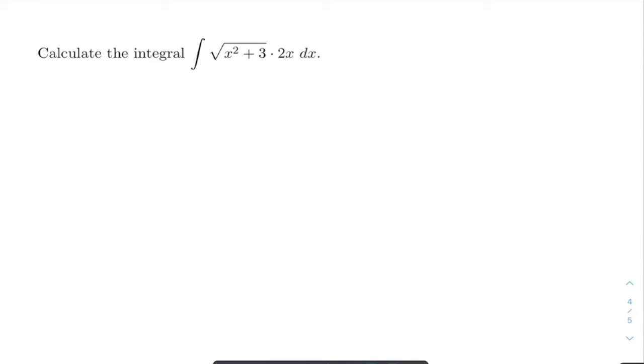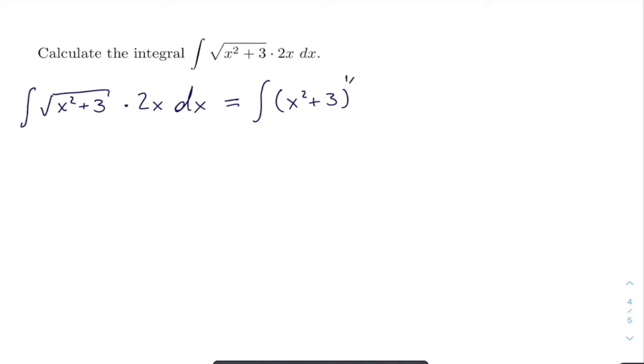So let's see this one. We want to calculate the integral of the function square root of x squared plus 3, times 2x. So let's try to use the power formula in this case. As we always do with roots, we can transform it into a power. So what we want to find is this integral, and we can rewrite this as (x squared plus 3) to the 1/2 times 2x.